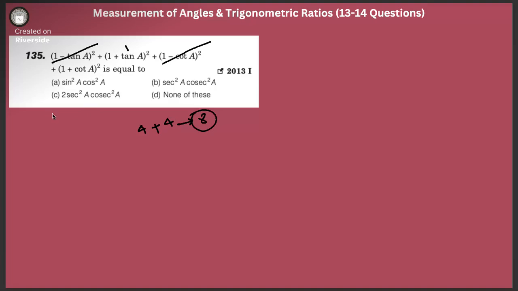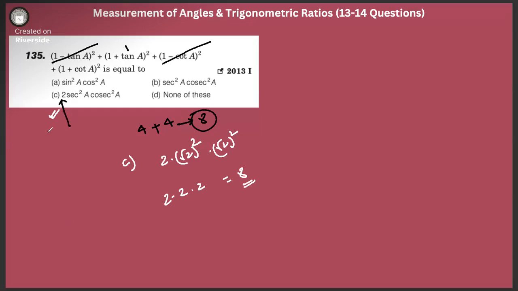C looks to be a good answer because there is 2 into it. So we are just evaluating C. Secant 45. Secant 45 is how much? Root 2. Secant square, that means root 2 square. Cosecant 45 is again root 2. Is it 2 into 2 into 2? Is it getting you 8?